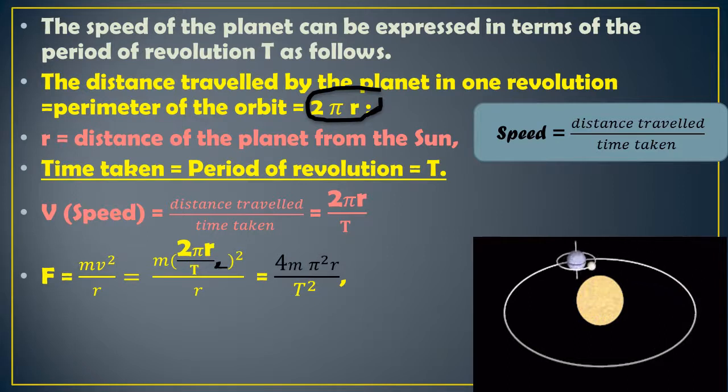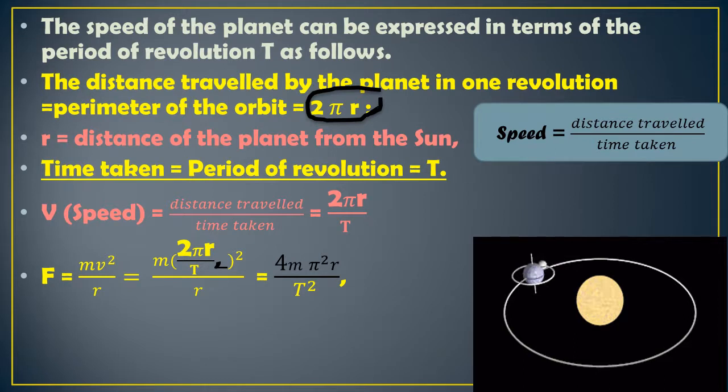Now in the next step we will use the formula of centripetal force. The formula for centripetal force is F = mv square upon r. Now just put the value of v, that is 2 pi r upon T, in this formula. So m will be as it is, and we put the value, so it will become 2 pi r upon T the whole square, and r will be as it is.